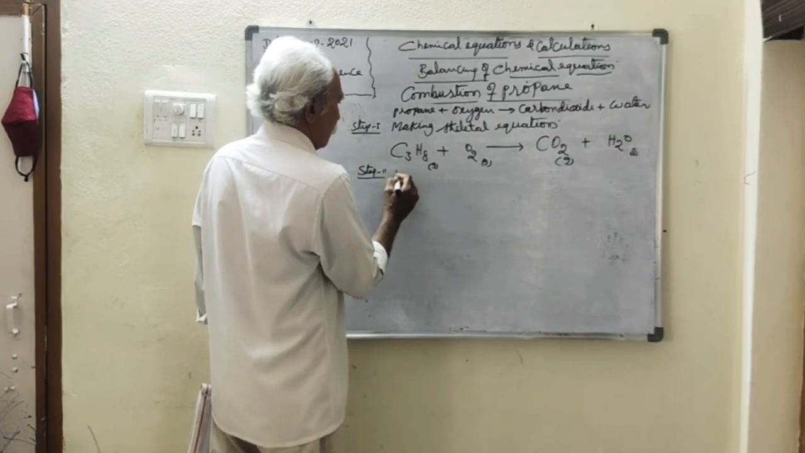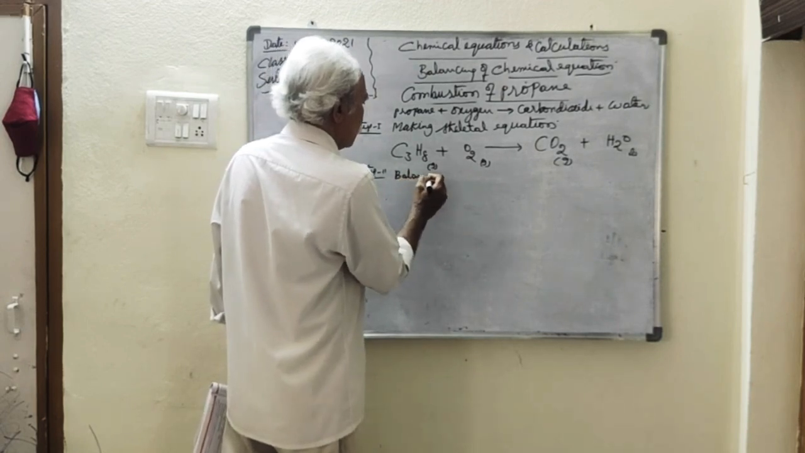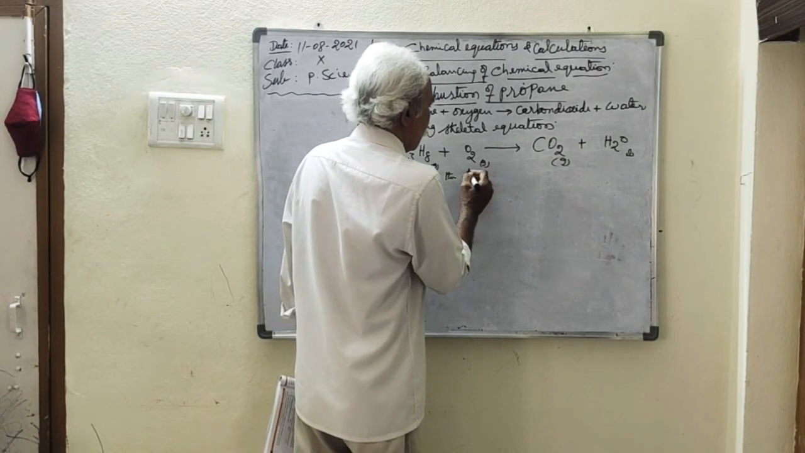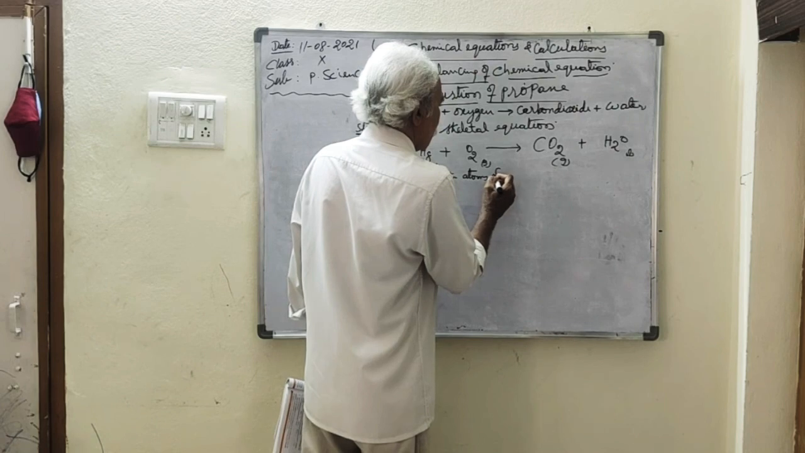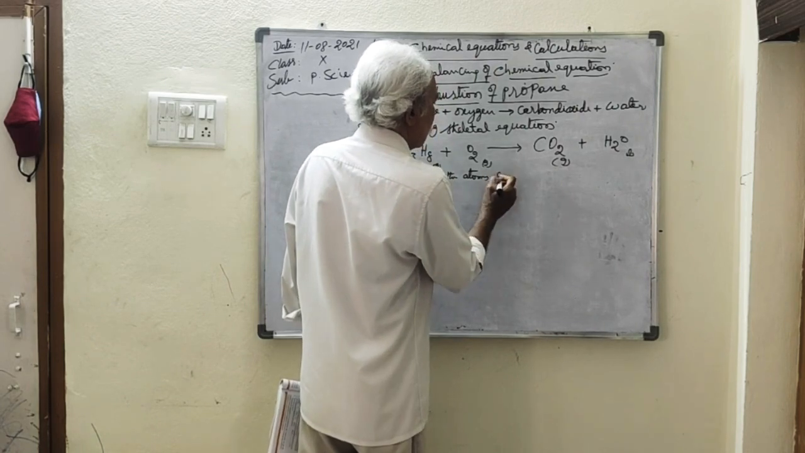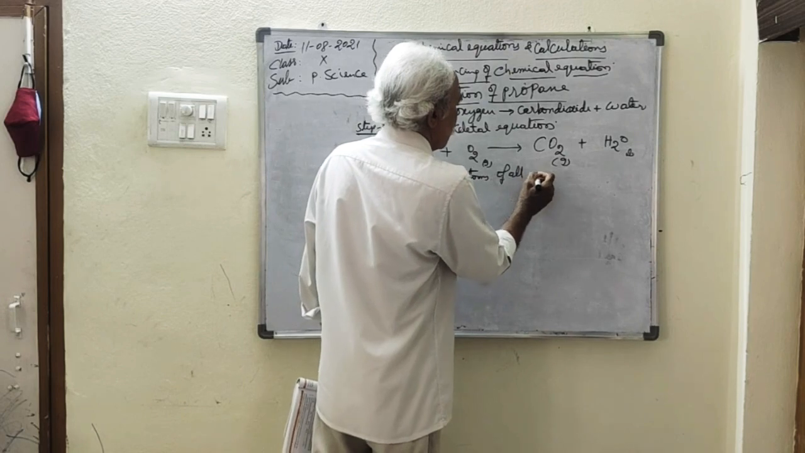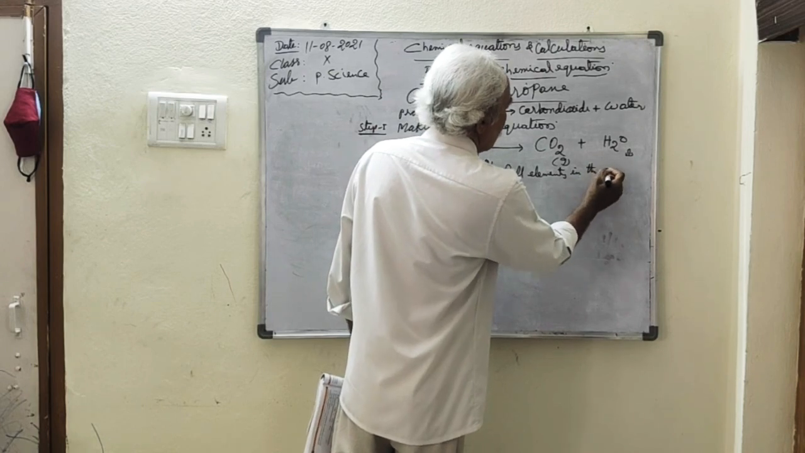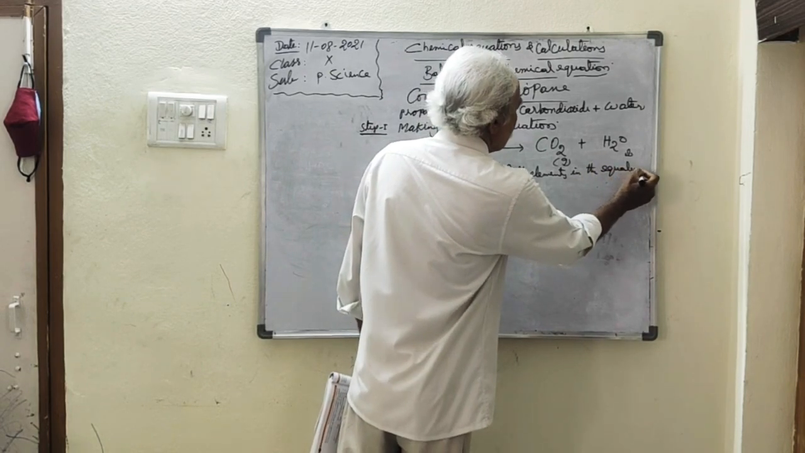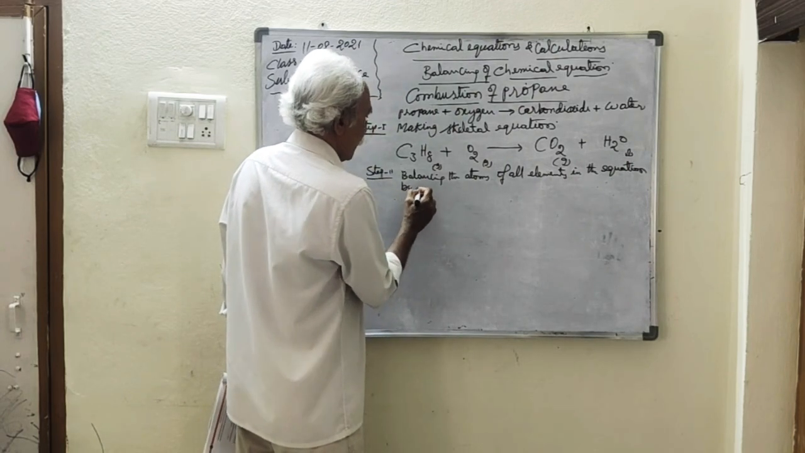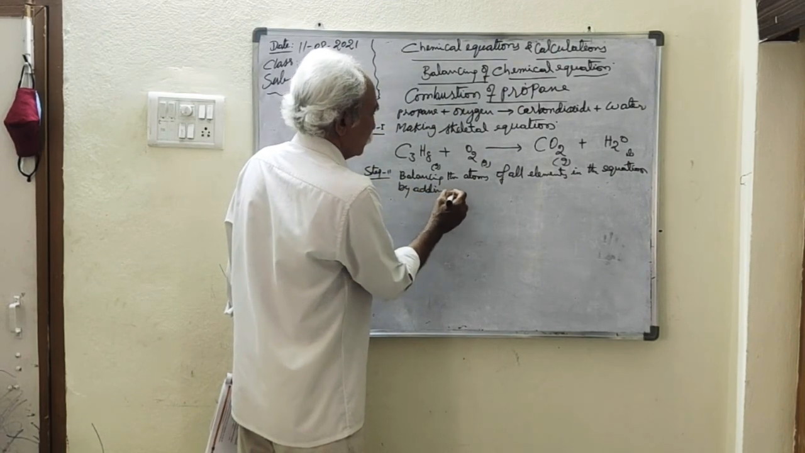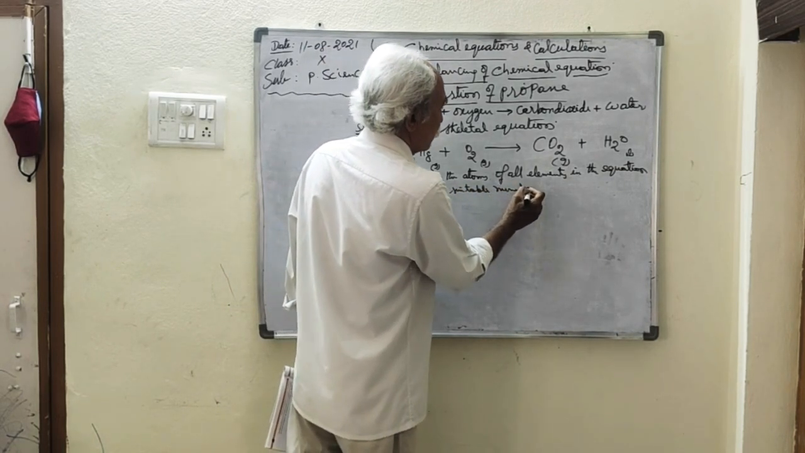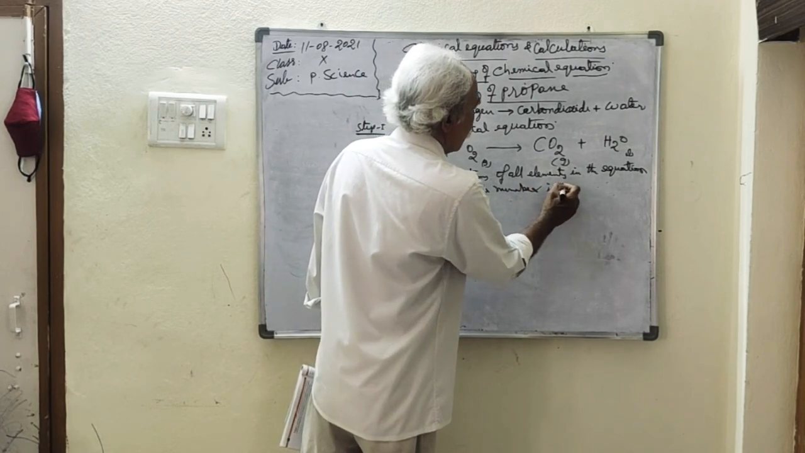Okay, now step number 2, balancing the atoms of all elements in the equation by adding suitable numbers in the coefficient.